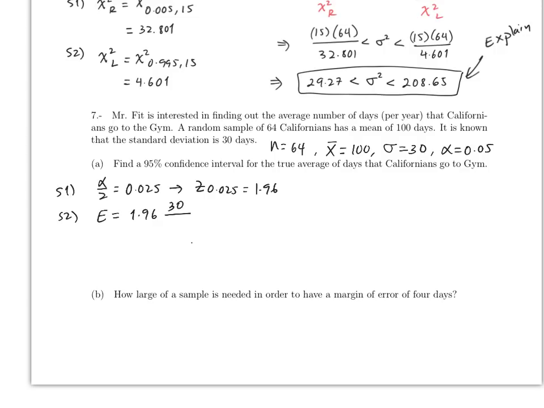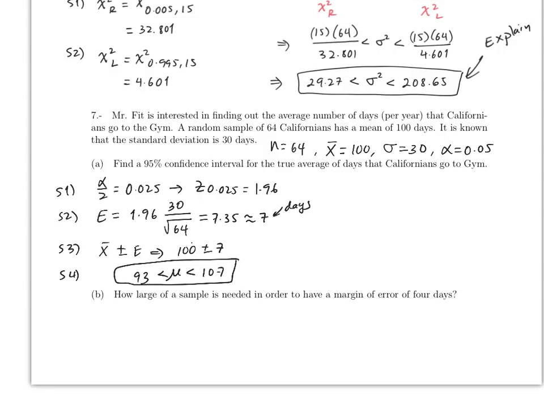Step 2, we find the margin of error, so this will be 1.96 times sigma, which is 30, over the square root of n, which is 64. This is equal to 7.35, so we can round it to 7 because we're talking about days. Step 3 is x bar plus or minus E, which means 100 plus or minus 7. And then finally, mu is between 93 and 107.